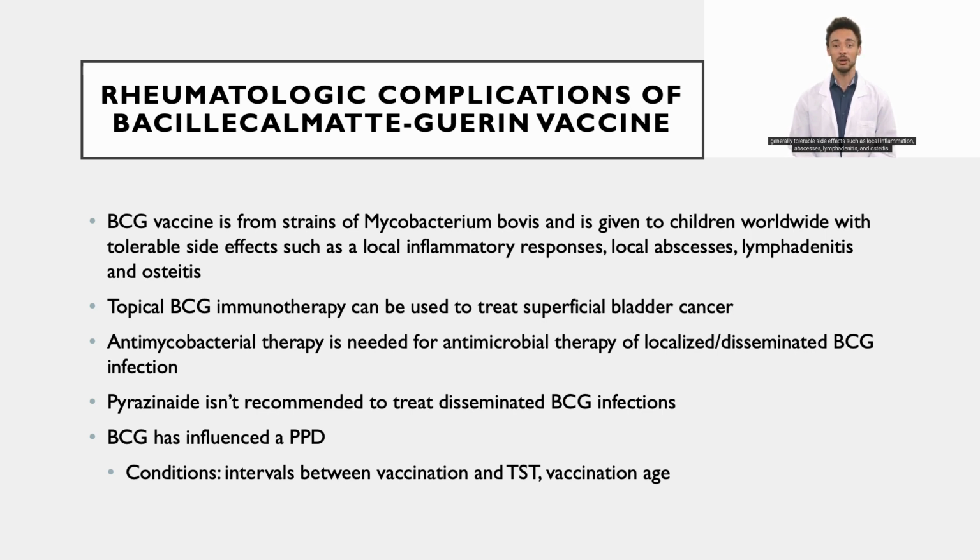The BCG vaccine, derived from strains of Mycobacterium bovis, is administered to children worldwide with generally tolerable side effects such as local inflammation, abscesses, lymphadenitis, and osteitis. Topical BCG immunotherapy can be used to treat superficial bladder cancer. Antimycobacterial therapy is needed for treating localized or disseminated BCG infection, but pyrazinamide is not recommended for disseminated BCG infections. The BCG vaccination can affect a PPD test, with influencing factors including the interval between vaccination and TST, as well as the age at which the patient was vaccinated.